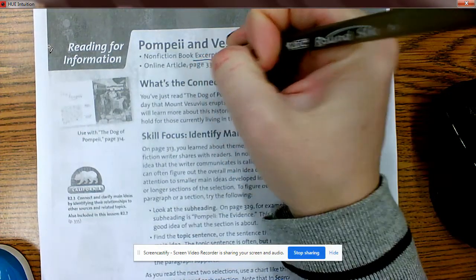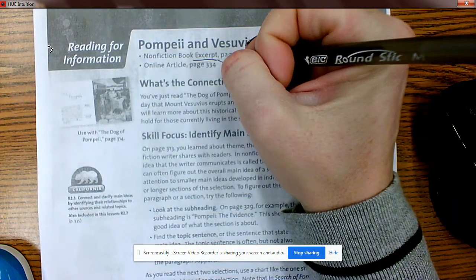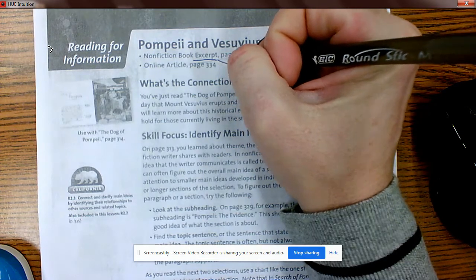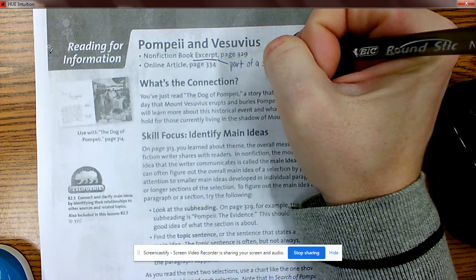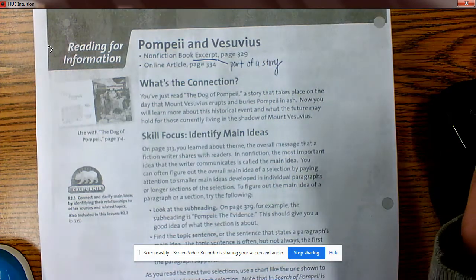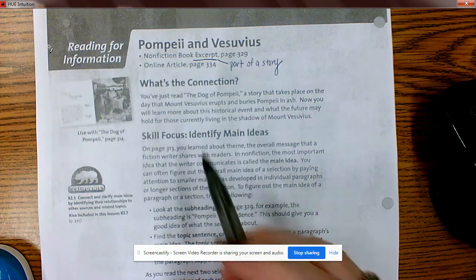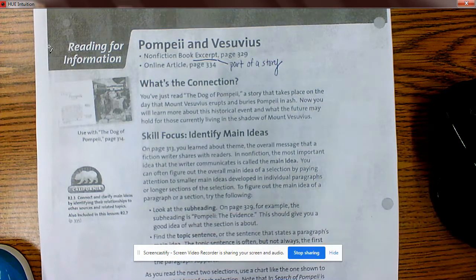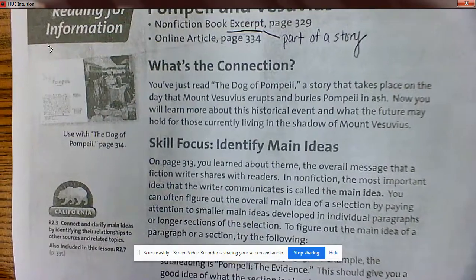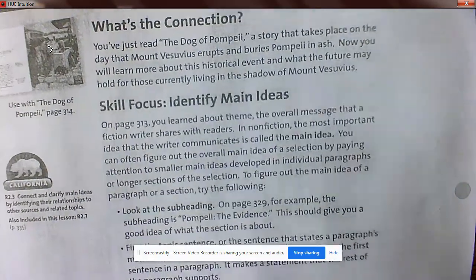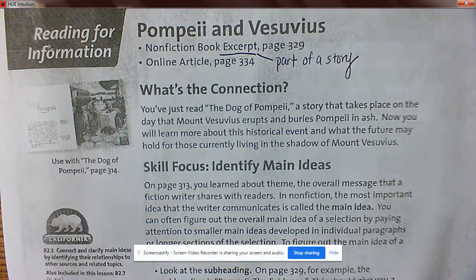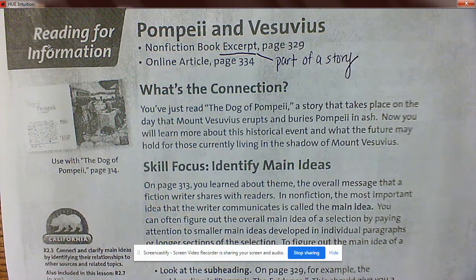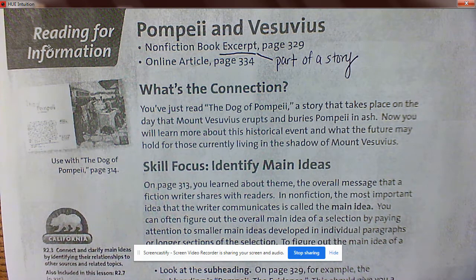Now this word here, an excerpt, is part of a story. So it's not the whole thing. So this must come from a textbook, but there's more to it. So what's the connection? You've just read The Dog of Pompeii, a story that takes place on the day that Mount Vesuvius erupts and buries Pompeii in ash. Now you will learn more about this historical event and what the future may hold for those currently living in the shadow of Mount Vesuvius.